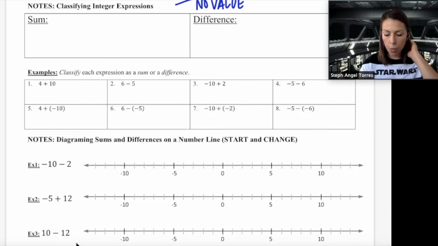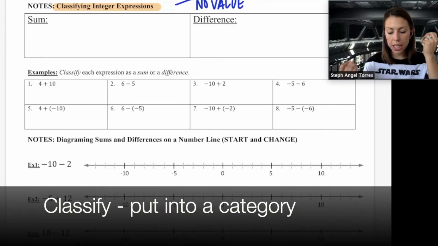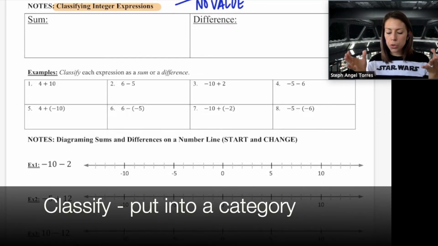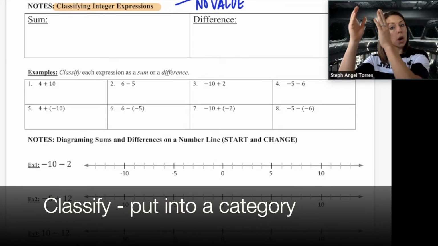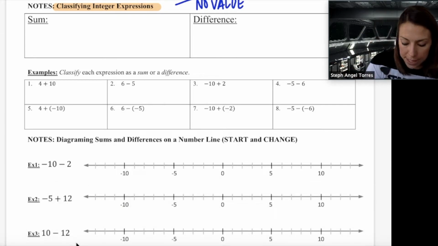Notice here where it says classifying integer expressions. To classify means to put into a category. So what we're doing is taking these integer expressions, these number sentences with these numbers, and we're going to put them into the category of sum or difference. If it is a sum, that means that the expression contains addition.